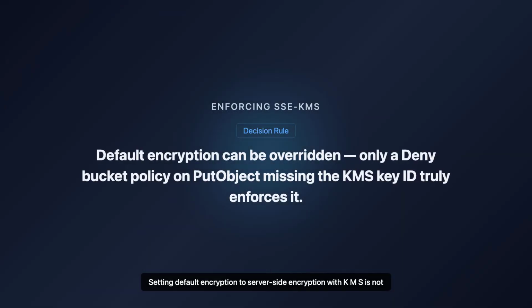Setting default encryption to server-side encryption with KMS is not enforcement. A caller can still override it on upload. To actually guarantee it, add a bucket policy that denies any put object requests missing the KMS key ID. That deny statement is the real lock. The default is only a fallback.